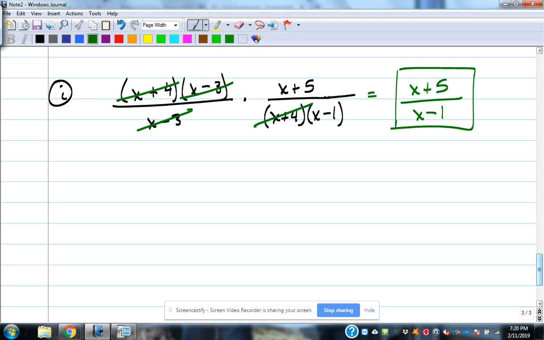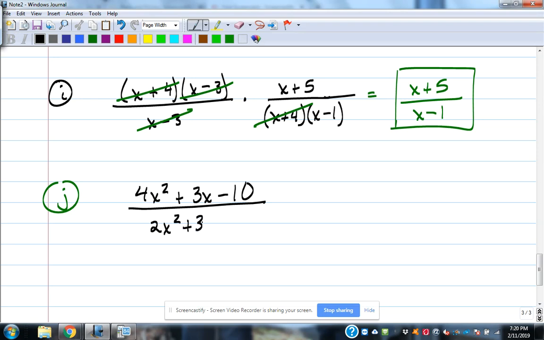Let's look at, let's do this one. 4x squared plus 3x minus 10 over 2x squared plus 3x minus 2, times 2x minus 1 over x plus 4.